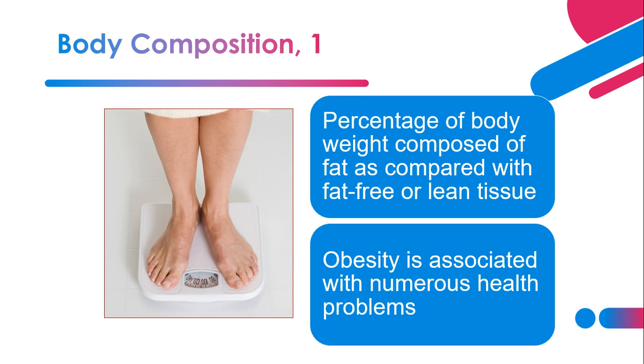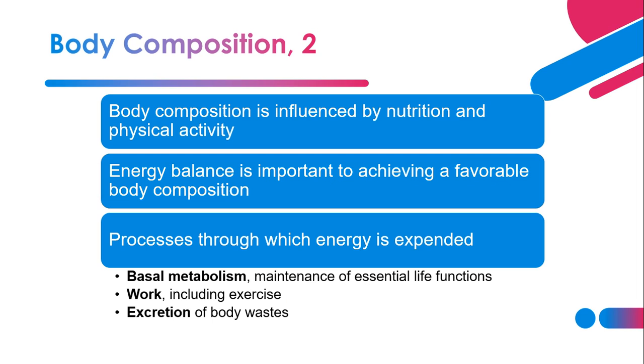Body composition is a description of the body in terms of muscle, bone, fat, and other elements. With respect to health fitness, it refers to the percentage of body weight composed of fat as compared with fat-free or lean tissue. Having a high percentage of body fat is a serious deterrent to fitness and health. Overweight and obesity are associated with increased risk for coronary heart disease, type 2 diabetes, and certain types of cancer, as well as low back pain, respiratory problems, and musculoskeletal disorders such as knee osteoarthritis. Additionally, overweight and obese individuals may experience social stigmatization, discrimination, and poor body image.